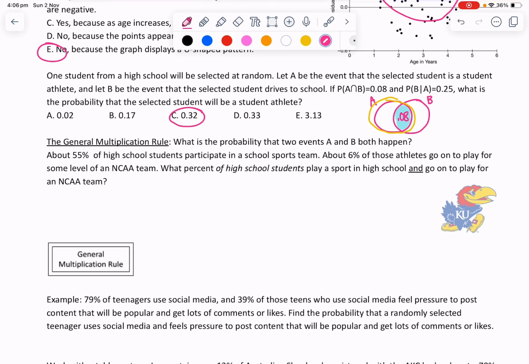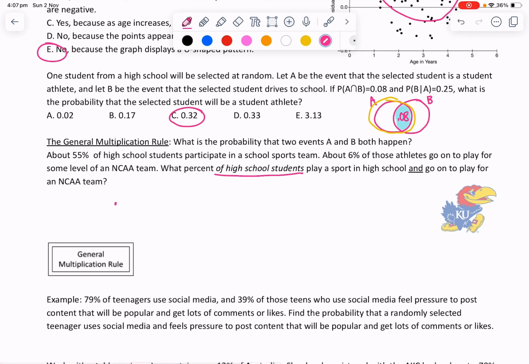Okay, general multiplication. What is the probability that 2 events A and B both happen? First example, about 55% of high school students participate in a school sports team. About 6% of those athletes go on to play for some level of an NCAA team. What percent of high school students play a sport in high school and go on to play for an NCAA team? So we're looking out of all high school students.